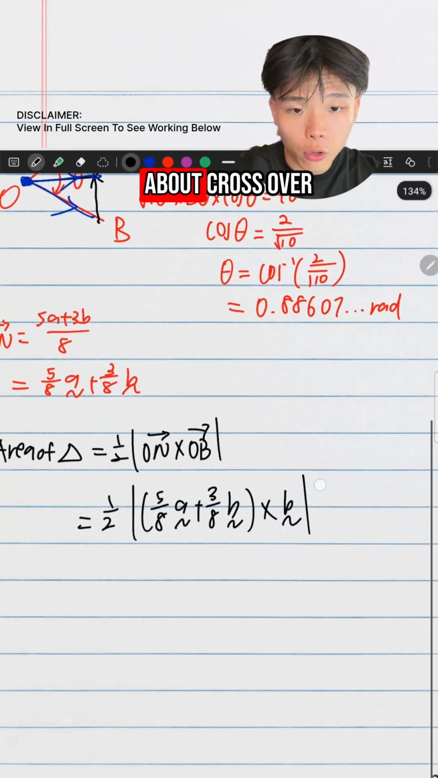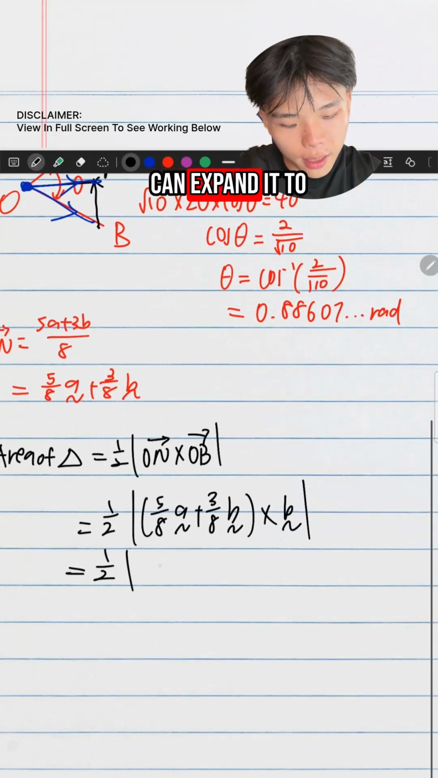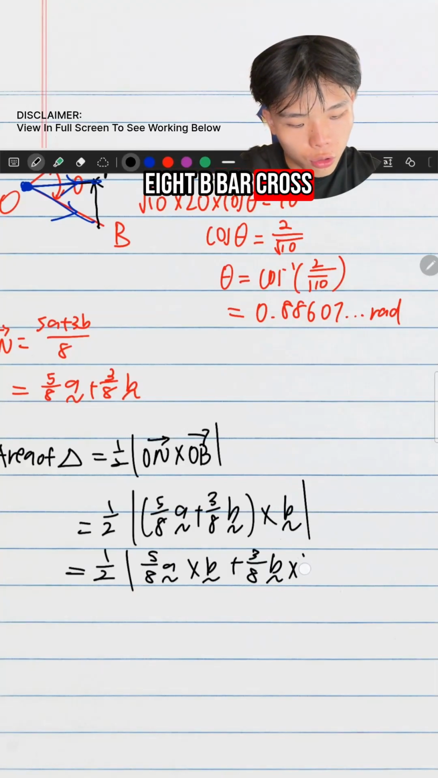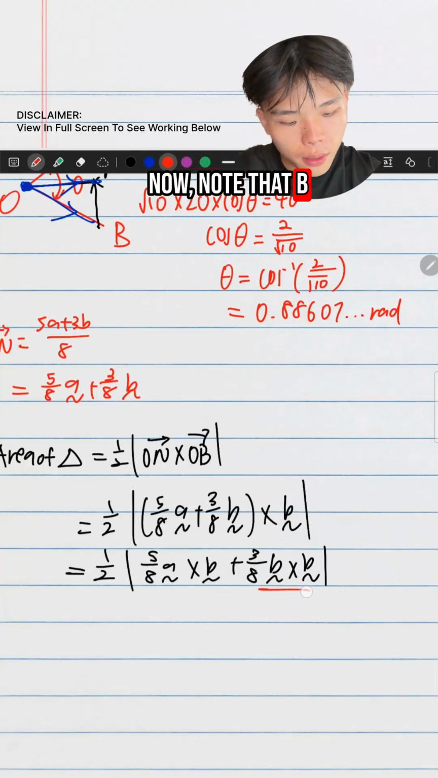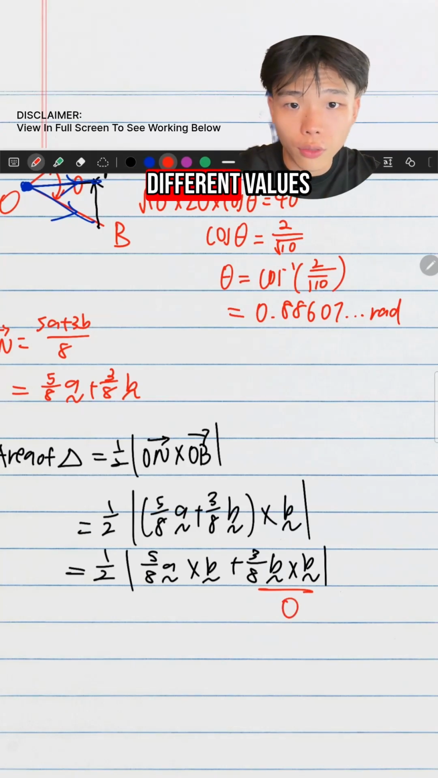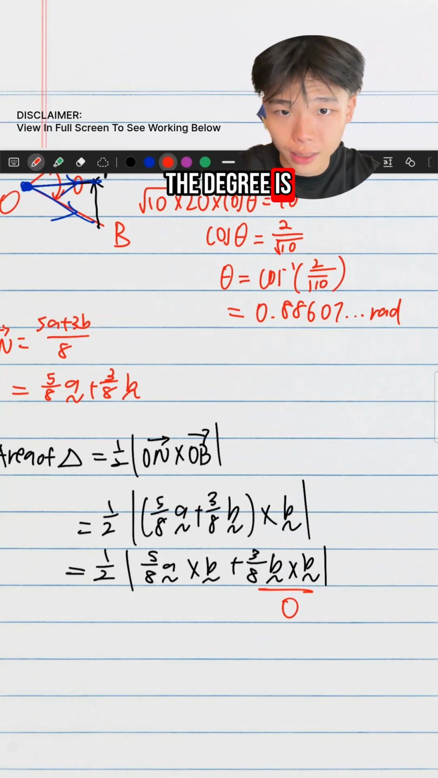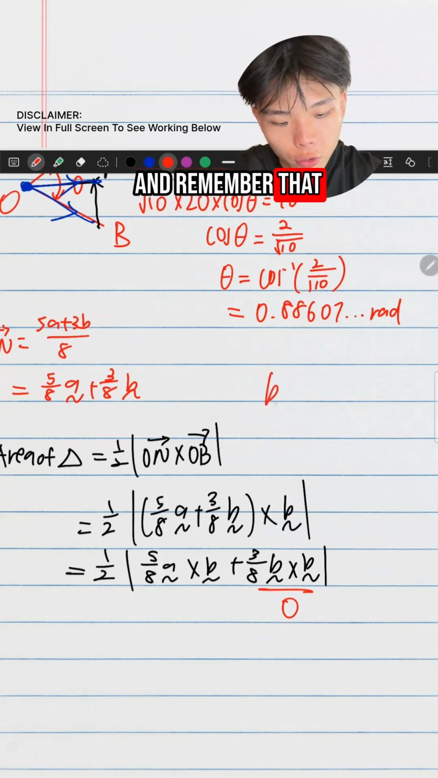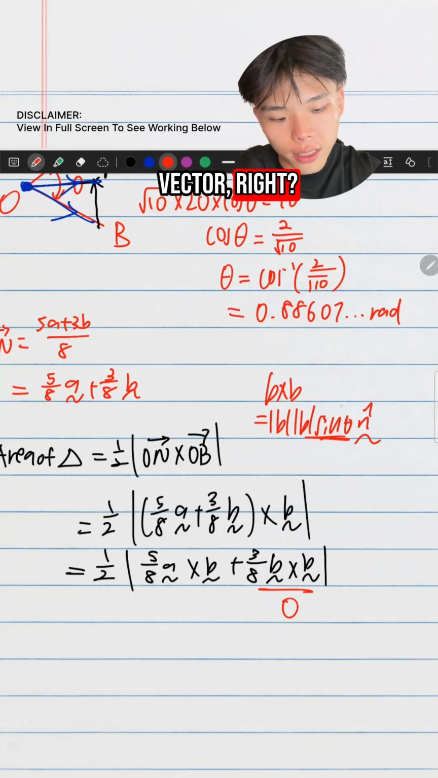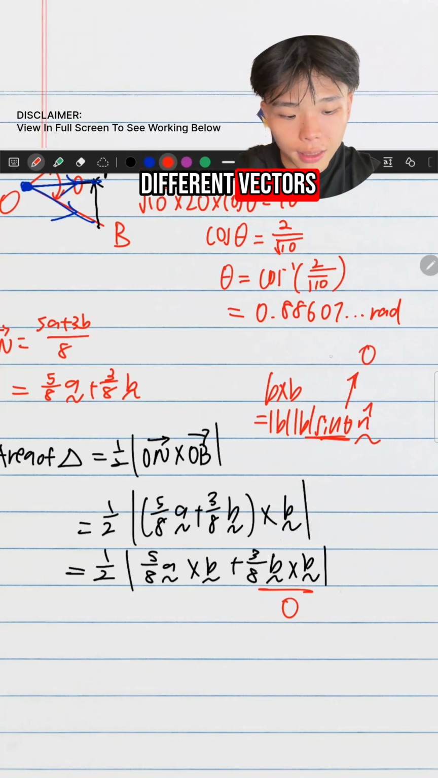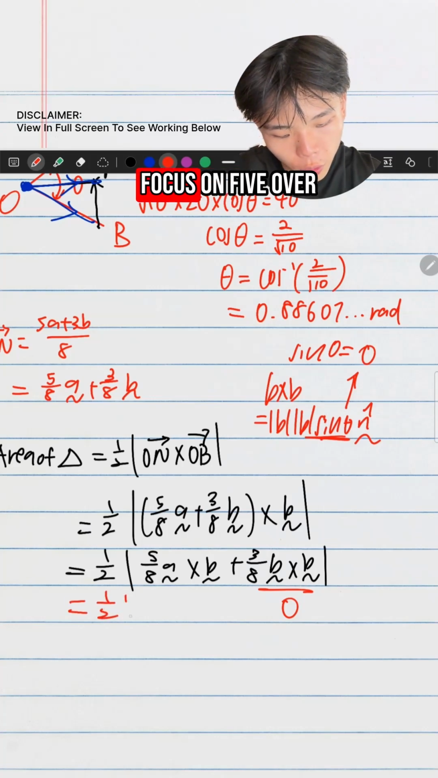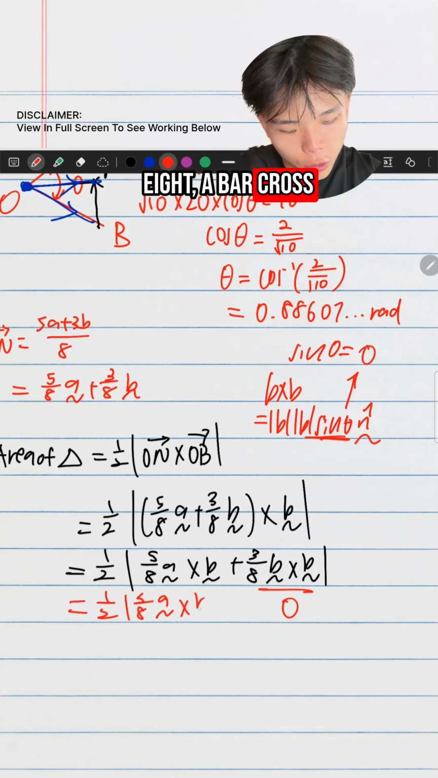And the good thing about cross over here is that we can expand it to get 5 over 8 A bar cross B bar plus 3 over 8 B bar cross B bar over here. Now note that B bar cross B bar has a value of 0 because that means that the angle between the two different vectors is 0, right? The degree is 0 or the radians is 0. And remember that cross product would mean that it's mod A mod B sine theta followed by your normal vector, right? So if the angle between the two different vectors is 0, sine 0 will effectively give you a value of 0. So from here we just need to focus on 5 over 8 A bar cross B bar over here.